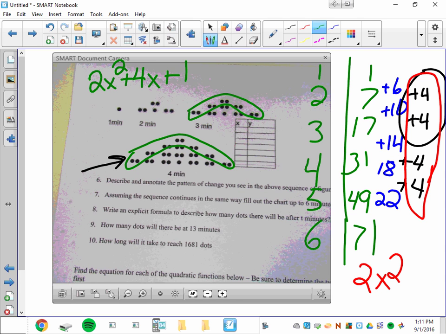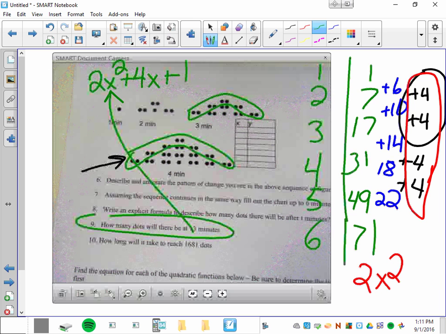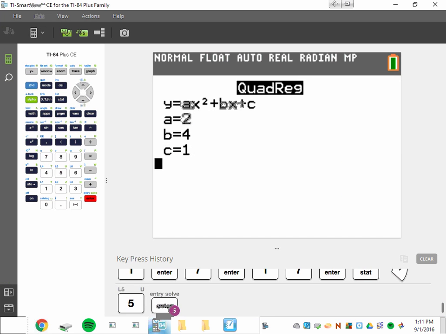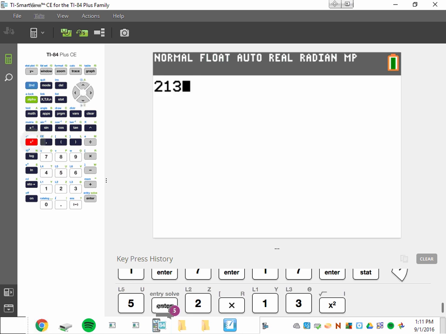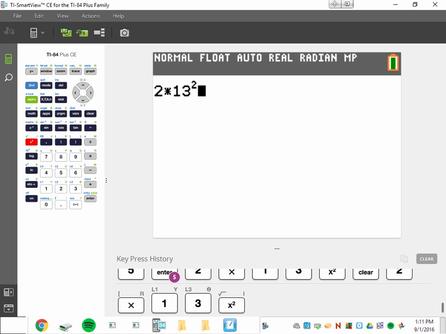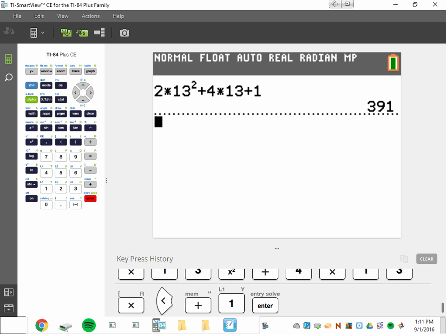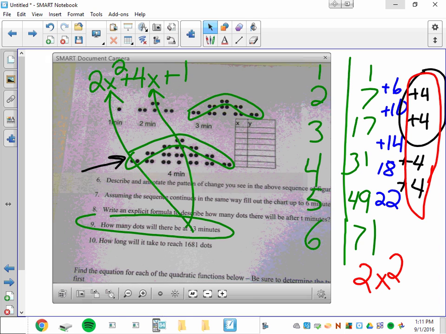Number 9 asks, how many dots will there be in 13 minutes? Well, I just plugged 13 in there. So 2 times 13 squared plus 4 times 13, and then plus 1. That gives me 391. The next question wants to know, how long will it take to reach 1681?